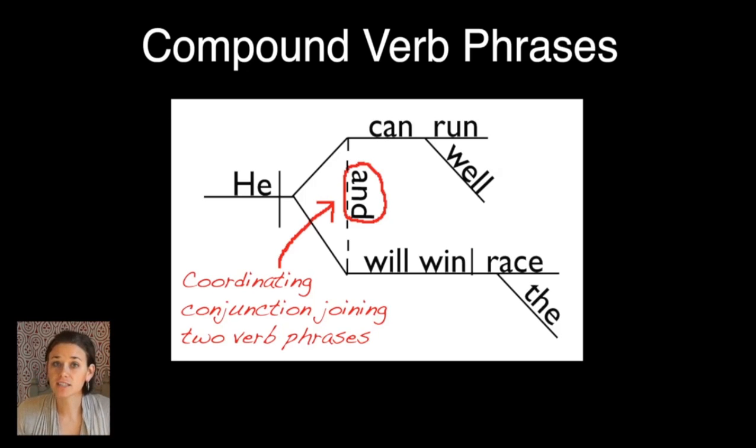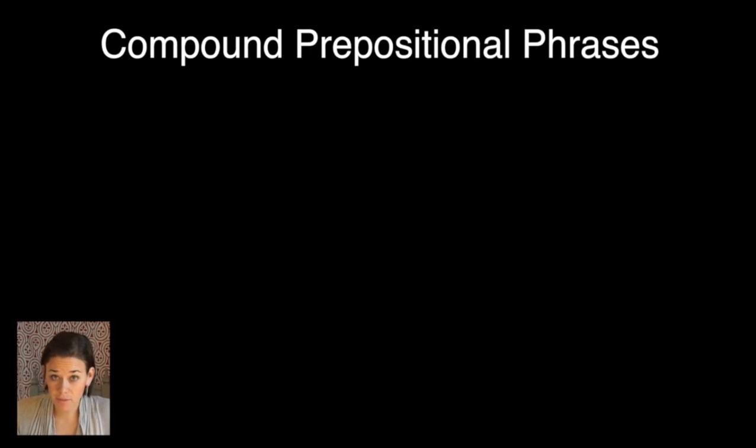In the first example that we looked at, he can run well and will win the race, the coordinating conjunction was connecting the 2 verb phrases. So those are two examples of diagramming compound verb phrases. Now let's talk about diagramming compound prepositional phrases. You already know how to do this because you already know how to diagram a prepositional phrase, and the way that we diagram the conjunction is the exact same way we diagram adjectives and adverbs.